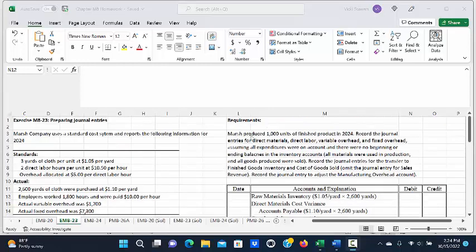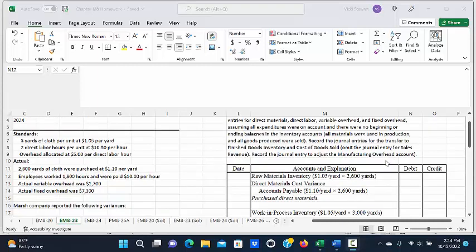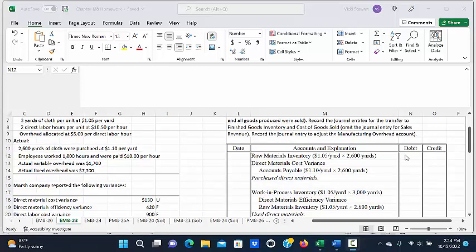In the requirements, it states that Marsh produced 1,000 units of finished products in 2024, and it asks us to record the journal entries for direct materials, direct labor, variable overhead, and fixed overhead, assuming that all expenditures were on account and there were no beginning or ending balances in the inventory accounts. All materials were used in production and all goods produced were sold, and to record the journal entries for the transfer to finished goods inventory and cost of goods sold, omitting the journal entry for sales revenue, and to record the journal entry to adjust the manufacturing overhead account.